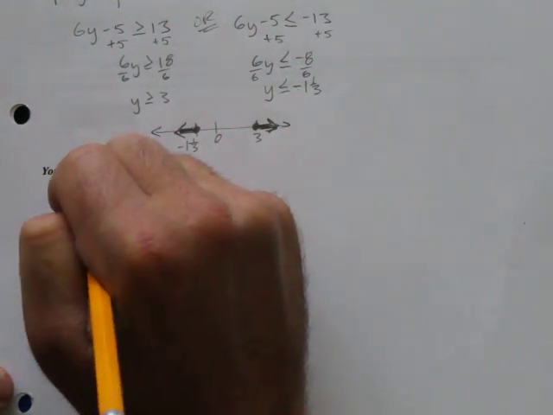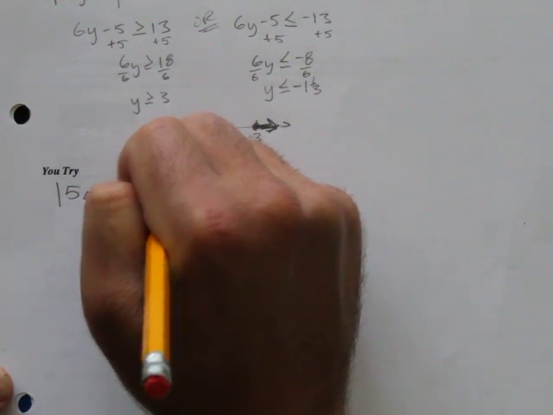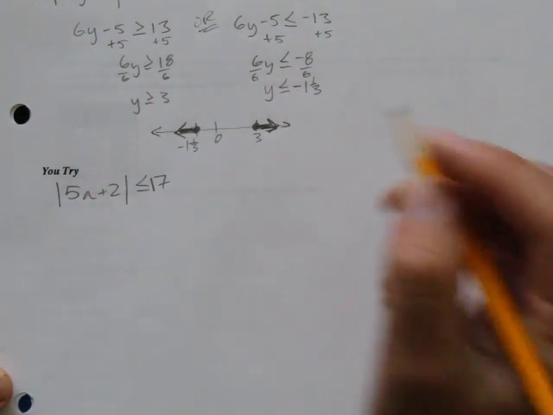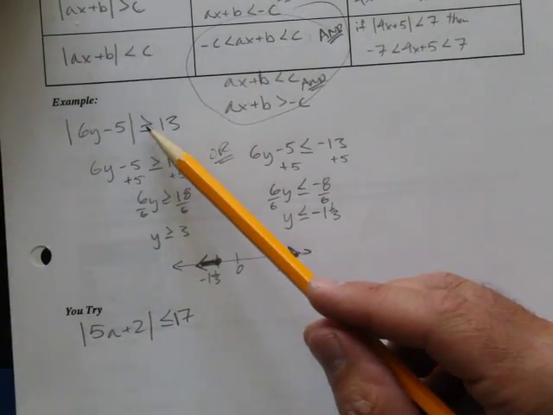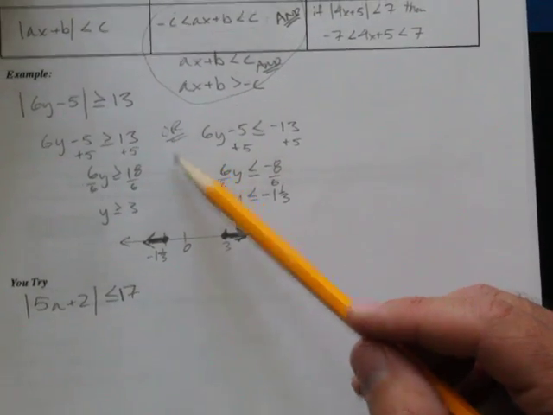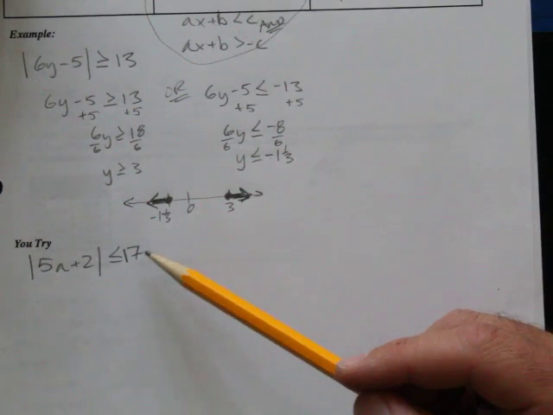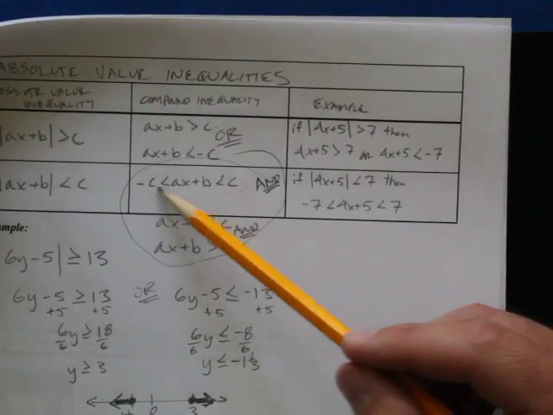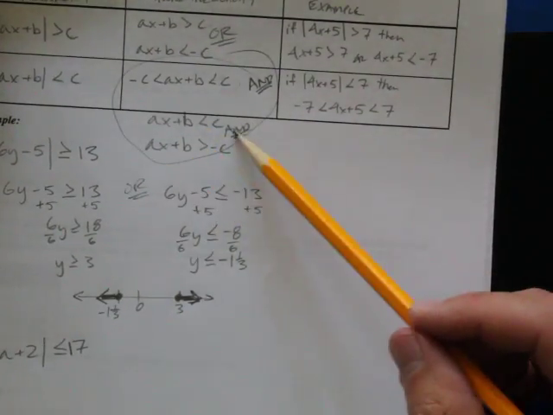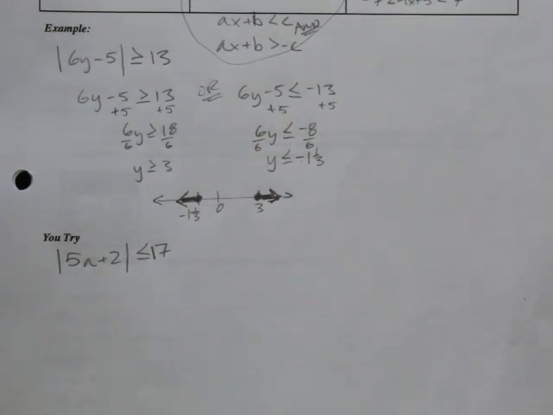The absolute value of 5a plus 2 is less than or equal to 17. So before you get started, the last one was greater than, and so we had an OR situation. This one is less than, so you have an AND situation. You can go straight to here if you want, or you can do this, and you should still end up with the same answer. So it's up to you. And go ahead and pause and get started.